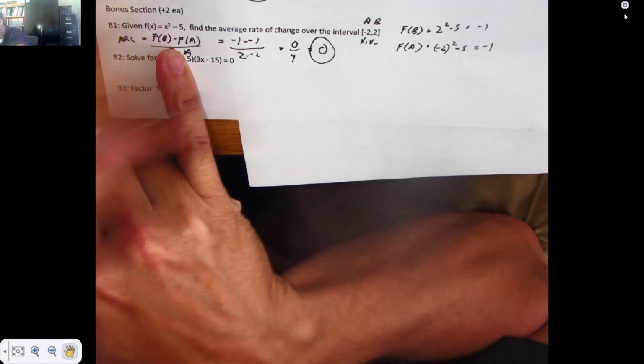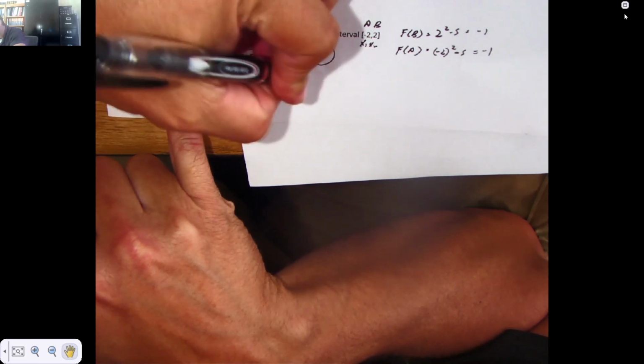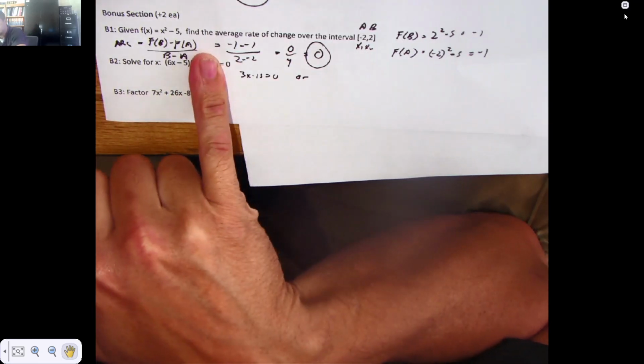We have the solving for x. We have the zero product property here. We have the product of two or more things equal to 0. So we just cover up a factor. This tells me that 3x minus 15 is 0. Or if I move my pinky to the other one, 6x minus 5 is 0.